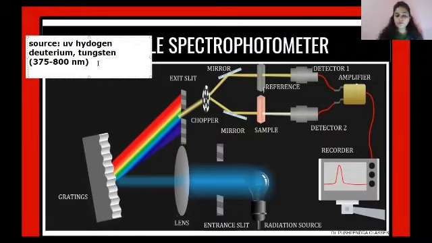After that, the radiation which was emitted from the source will enter the second part of the instrumentation, which is called the monochromator. Now, the monochromator is generally divided into 4 different sections. The very first section is called the entrance slit.